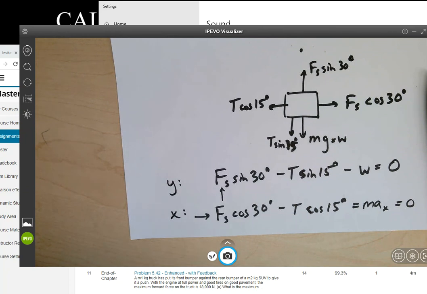Okay. Good. I'm going to also go over one more, which is problem 5.24. This is talking about a mountain goat, and the mountain goat is standing on the mountain, but it's at an angle of 60 degrees from the horizontal.